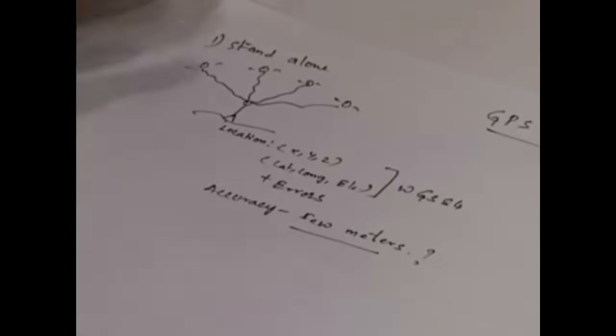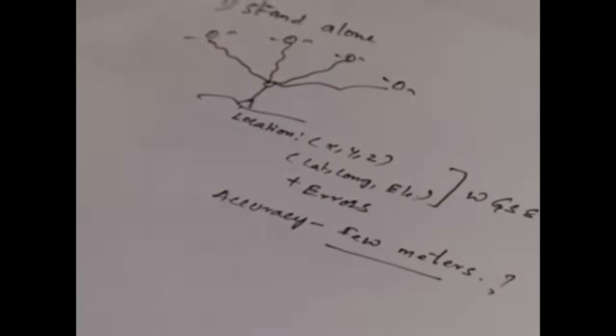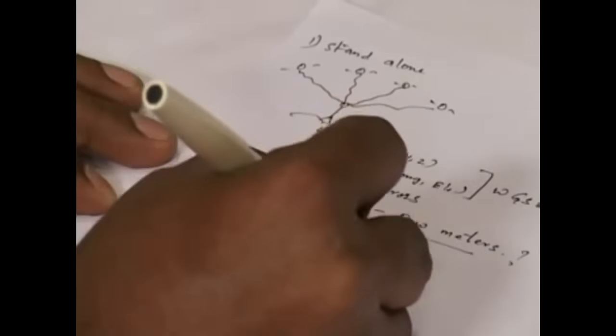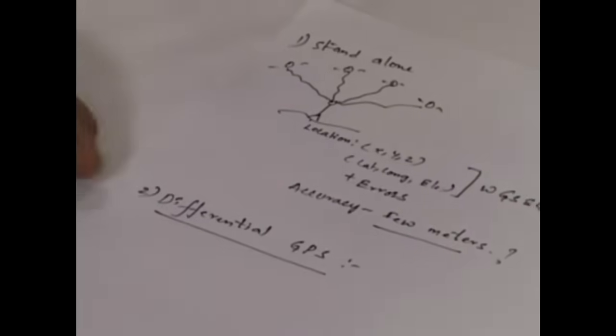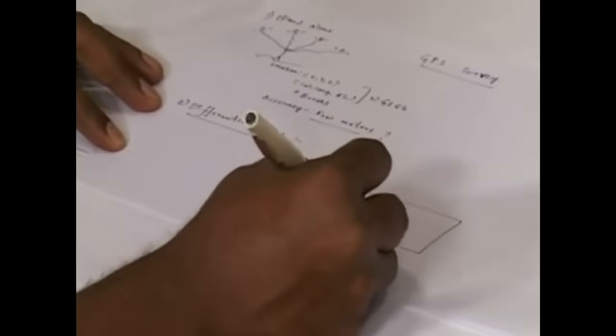Now our aim is to improve this accuracy. How to improve the accuracy? For that, we go for another kind of surveying that we call differential global positioning system survey. In this, suppose this is your field where you want to know the position of this point, right, with an accuracy of a few centimeters.